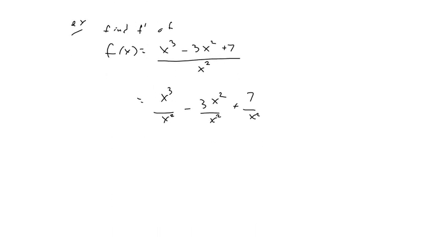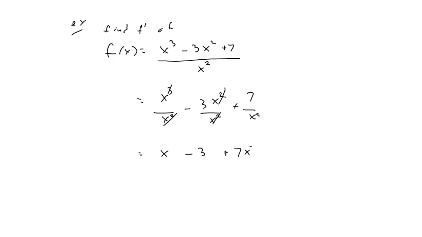X cubed over x squared, those two cancel with that one, becomes just x. Here, x squared and x squared cancel, becomes minus 3. And here, well, I have to deal with this. This is plus 7. I'm going to make the x squared, though, into a negative exponent.